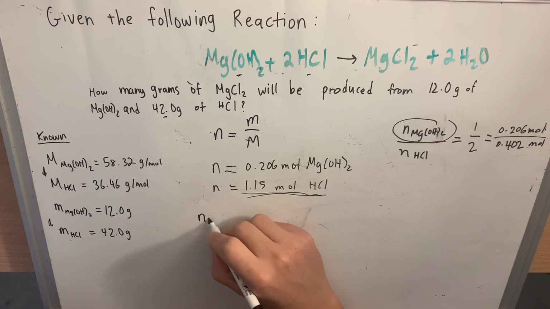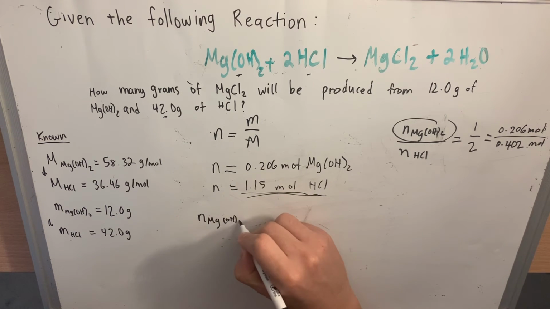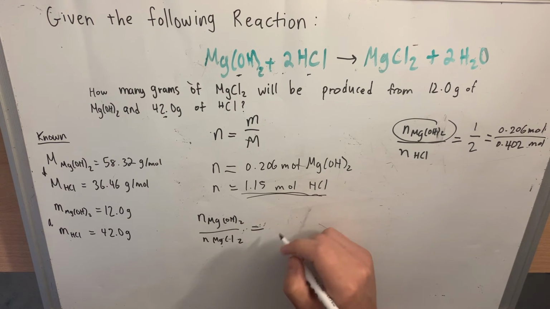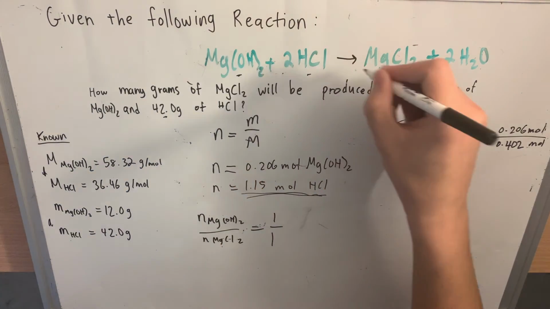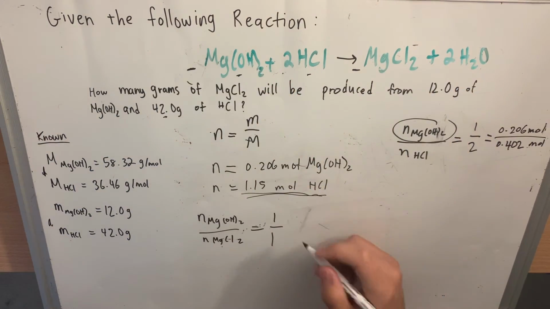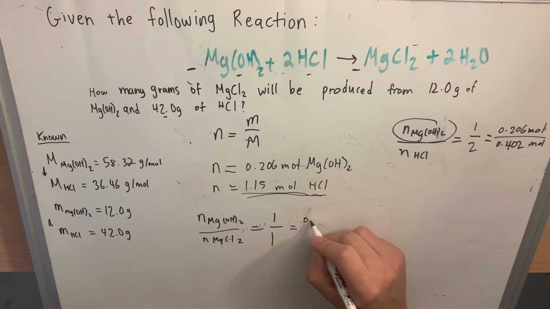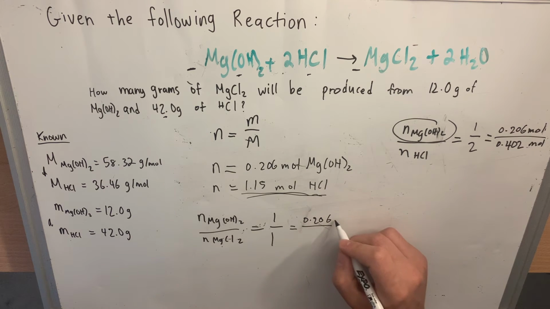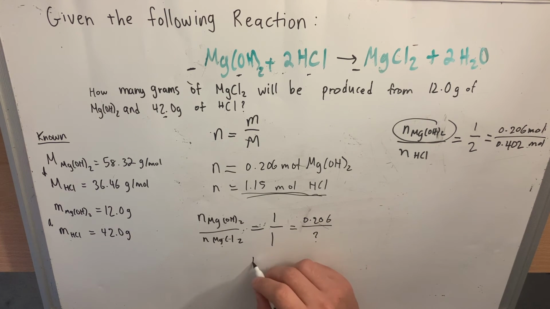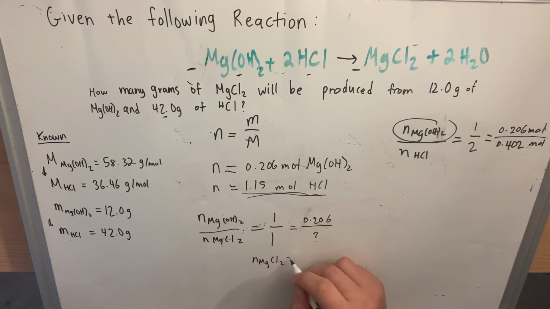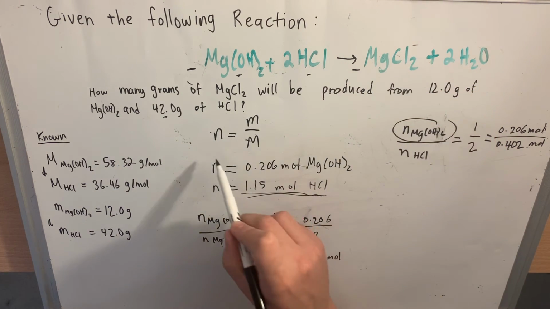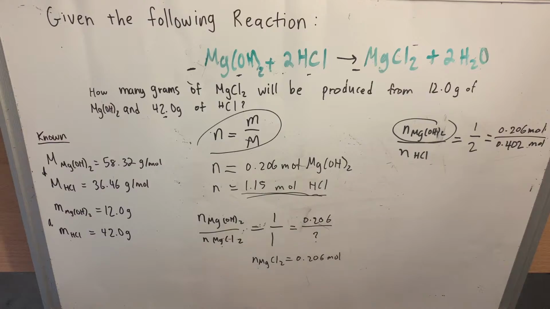So now that we have moles of Mg hydroxide over the moles of MgCl2, we can use mole ratios, which is 1 over 1, according to the equation again. We can calculate the moles of MgCl2 to be 0.206 moles as well. So overall, moles of MgCl2 are 0.206 moles. So now that we have the moles of our product, we can use this equation again to calculate the mass.